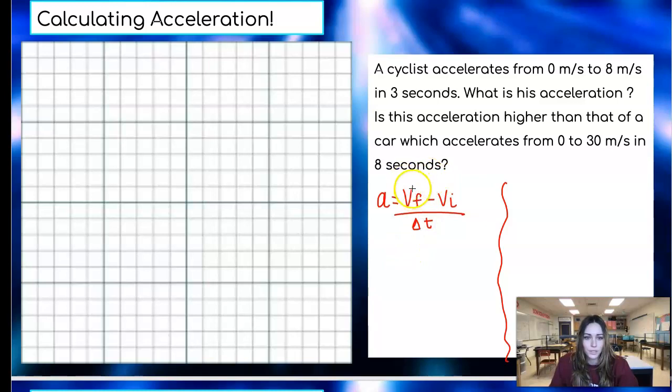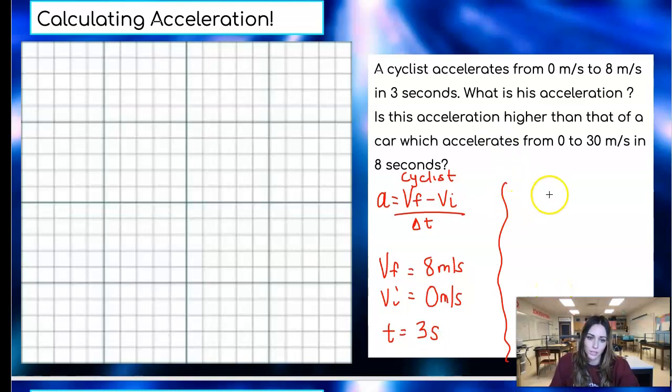So first we want to start with my cyclist. I'll put that over here. So with my cyclist, I want to find his final velocity, his initial velocity, and his time of travel. So here it tells us that he is accelerating from 0 meters per second. The from tells me that was what he had at the beginning. To tells me that's the final, 8 meters per second. It also tells us that it took him 3 seconds to do this, so we know that my time is 3 seconds. Let's talk about the car.